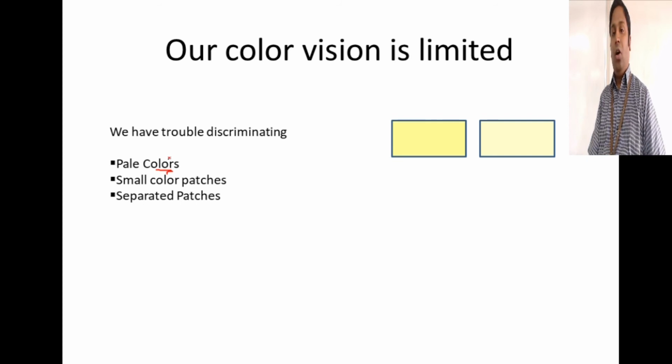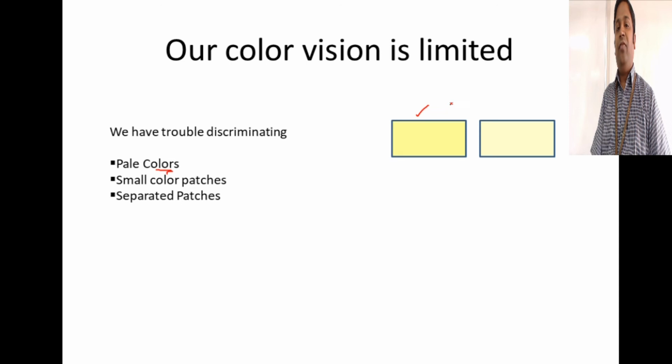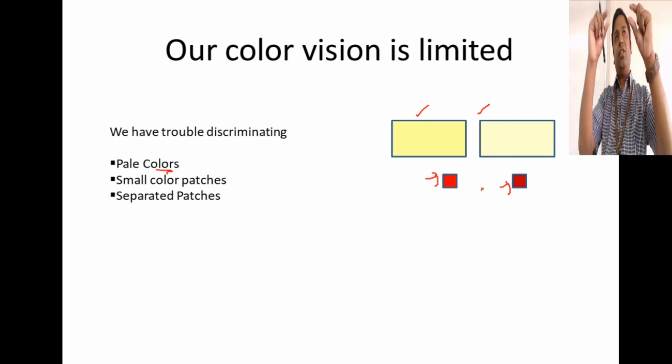So you have to not use pale colors to actually differentiate two different sets of items. You cannot use that. Small color patches. What do you mean by small color patches? You have a small color patch here, but it's very difficult to say the difference between these two things because these patches are very small.